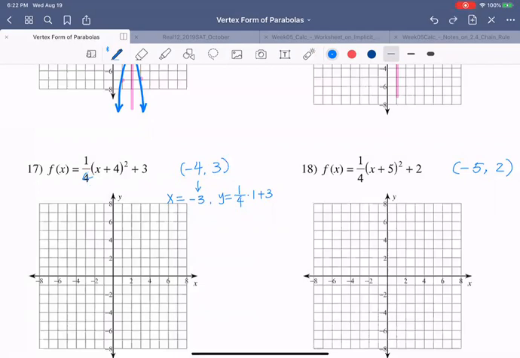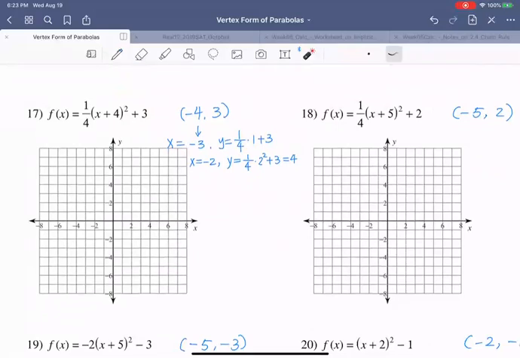So if I move 1 more point, I'm going to make it. So move 1 more, x equals -2. Do this one more time. Y equals what? 4. Perfect. Because -2 plus 4 is 2. 2 squared is 4. 4 divided by 4 is 1. 1 plus 3 is 4. Okay, good job. That's it.